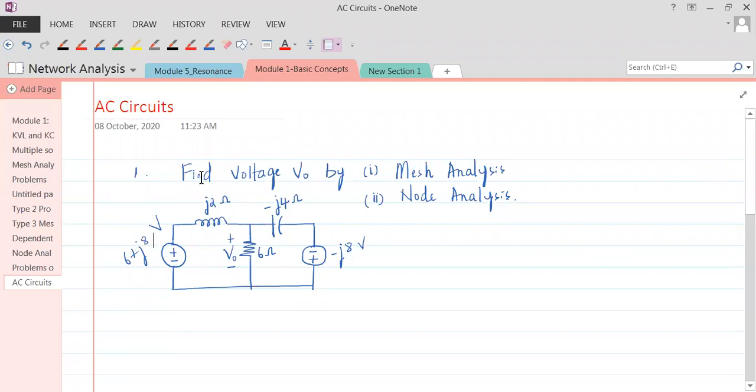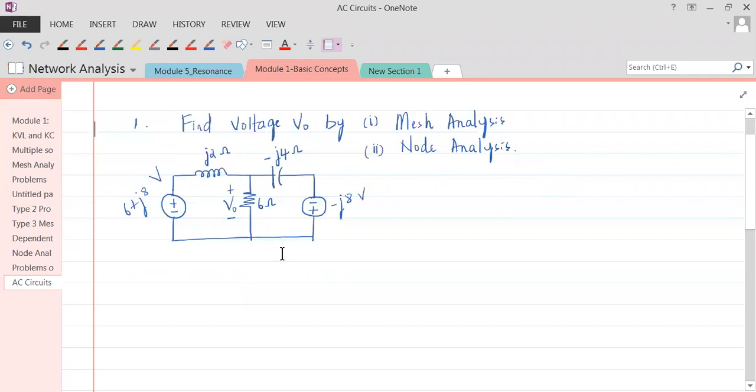In this problem, they have asked us to find the voltage V naught, which is here, by mesh analysis and node analysis. Any problem can be done using mesh analysis, and any problem can be done using node analysis. Since it is practice that we are doing, and since we are getting good with the calculators, we'll go with both methods so that you get in touch with both again. As and when we get into the equations, I'll tell you about the calculations.